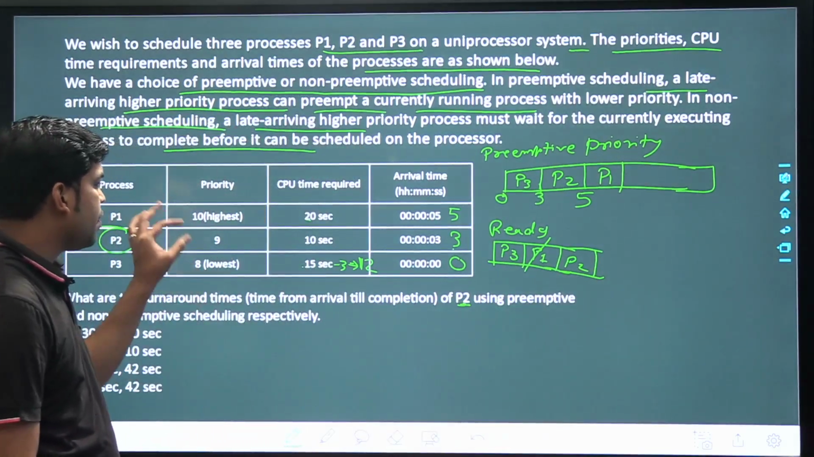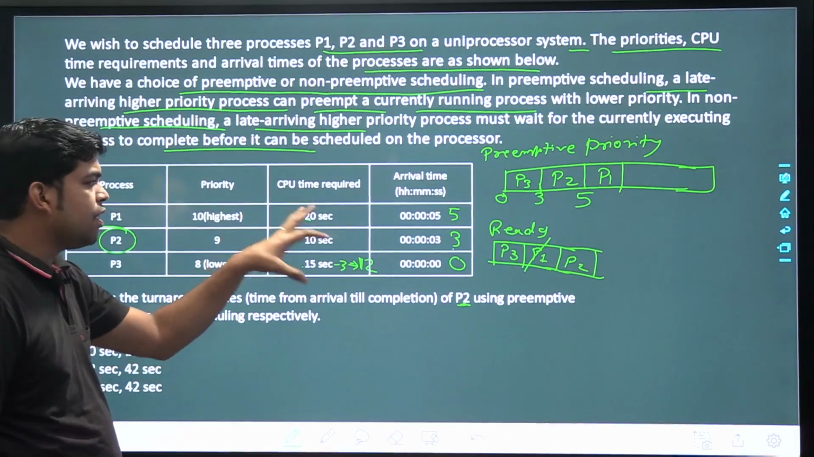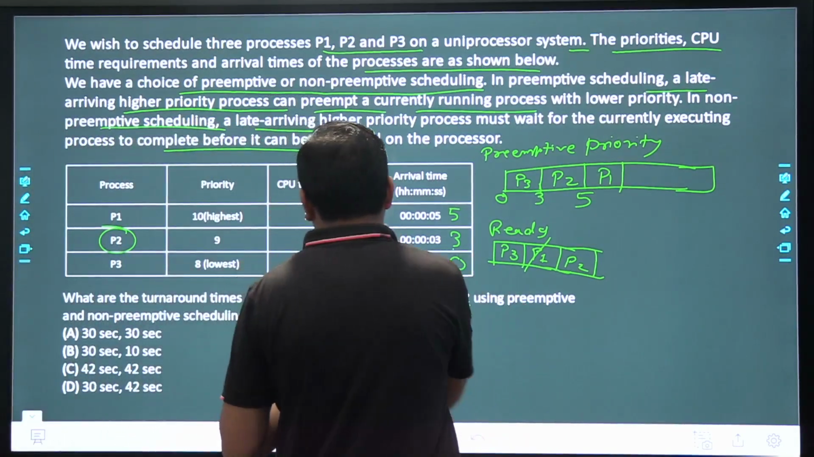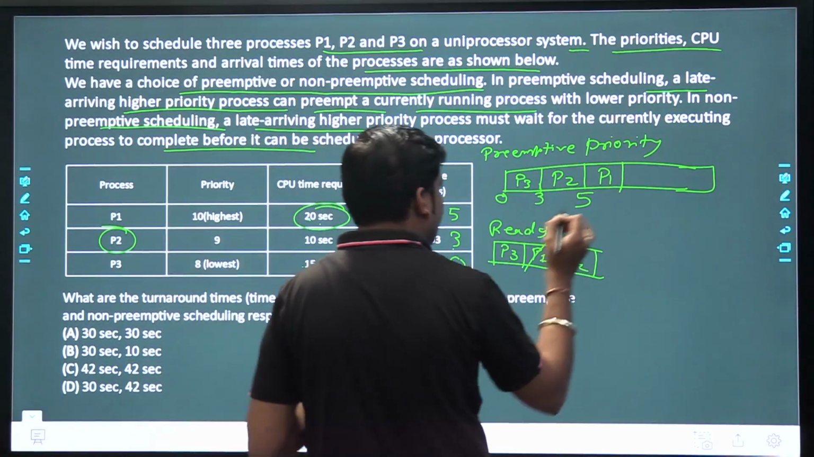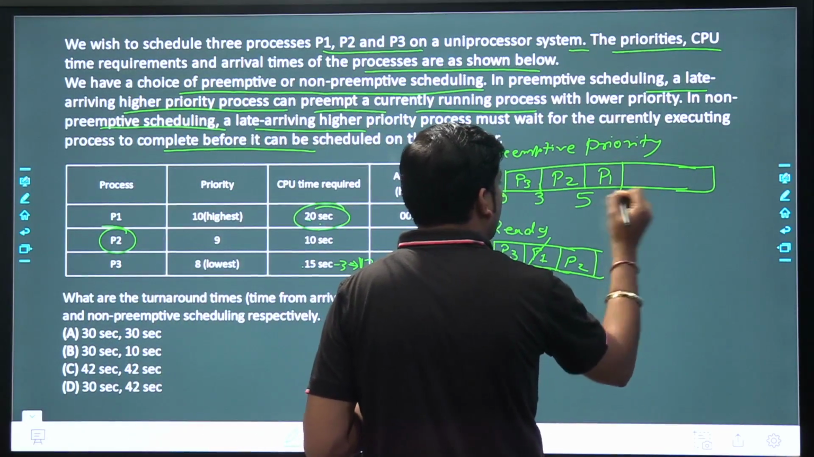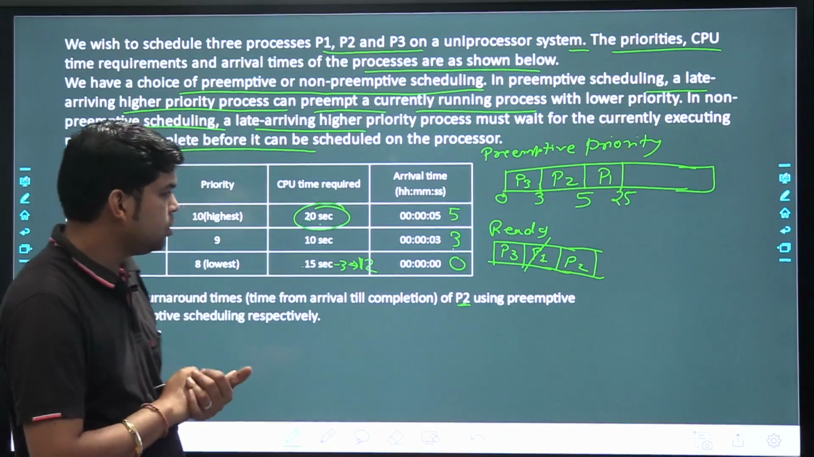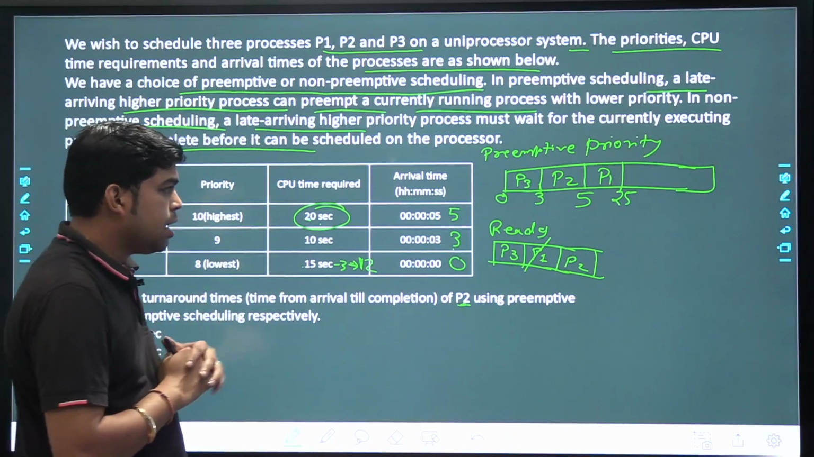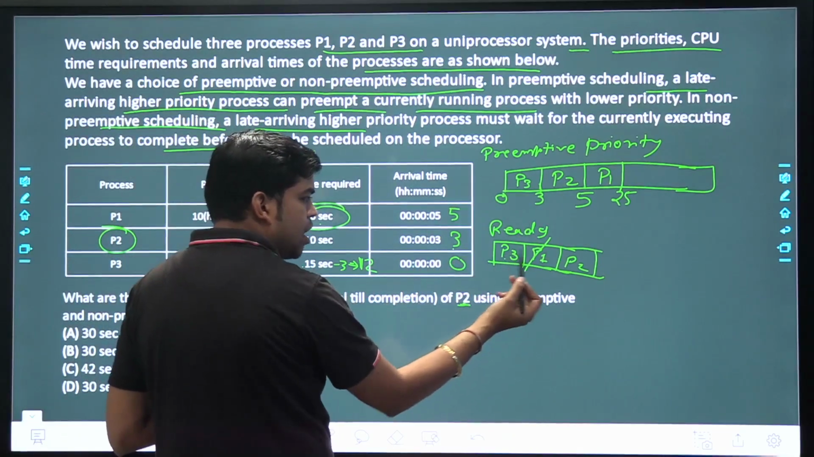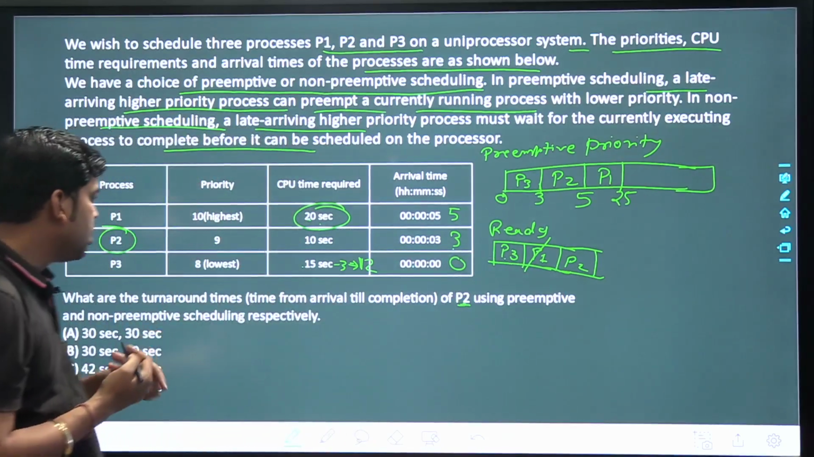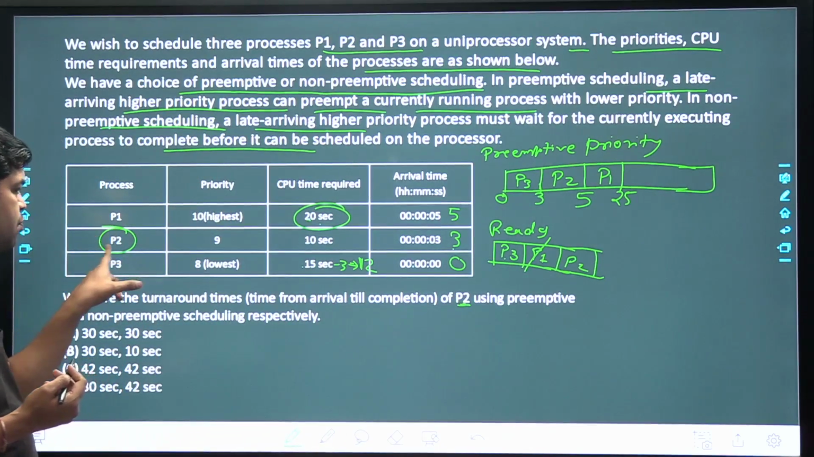Now P1 is the highest priority process, so it will execute completely. The total CPU burst of P1 is 20, so from 5 to 25, P1 will finish. After that we check: there are 2 processes, P3 and P2, available. Out of P3 and P2, the highest priority is of P2.